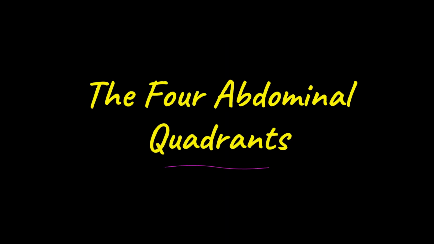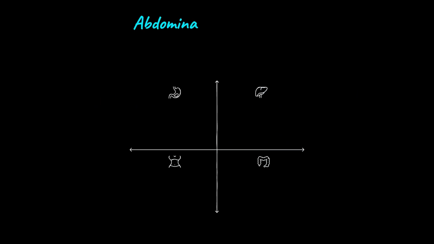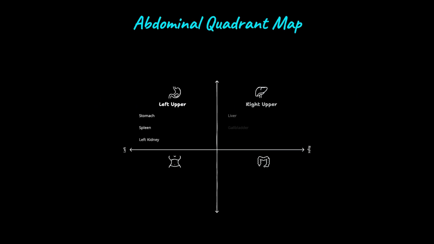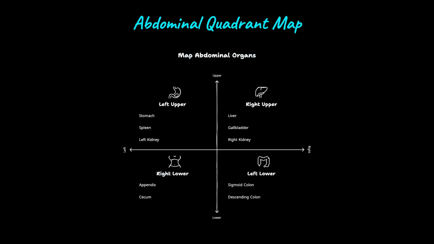Clinicians divide the abdomen into 4 quadrants using the umbilicus as the crossing point, giving everyone a shared shorthand for describing where something is found. The right upper quadrant holds the liver, gallbladder, and right kidney. The left upper quadrant holds the stomach, spleen, and left kidney. The right lower quadrant holds the appendix and cecum, and the left lower quadrant holds the sigmoid and descending colon.